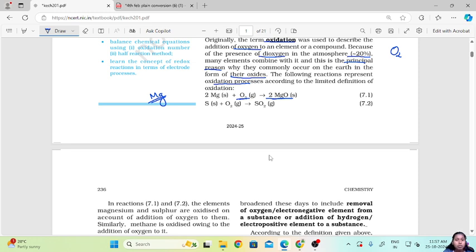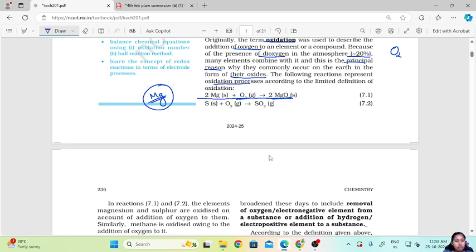Okay, so this reaction is what we do in general, right? You have done this experiment where we burn a magnesium ribbon. When we burn a magnesium ribbon, it combines with oxygen to form magnesium oxide.